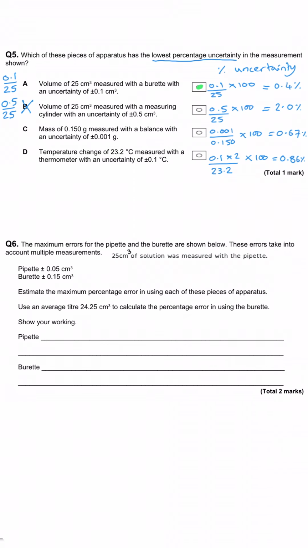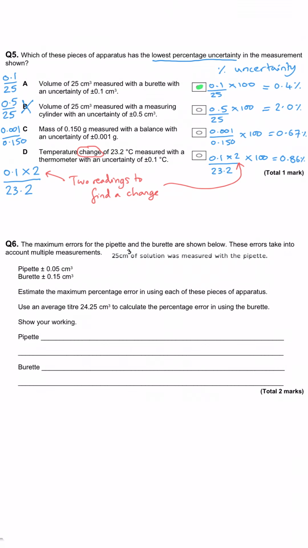Then when we look at C, we've got our mass recording, and we've got 0.001 divided by 0.15. That's our fraction. And then for D, our fraction is 0.1, the uncertainty, multiplied by 2 because of the change. That's why I did that over on the right-hand side as well. And so 0.2 divided by 23.2. So what we've now got is 3 fractions that we're going to actually calculate, and then we're going to look at the value which is the smallest, and that is of course going to be A, whichever way we do it. So you might prefer to calculate the percentage uncertainties as I've done on the right hand side, but I would recommend trying to go for a shortcut method because obviously it's going to be faster for you in the long run.